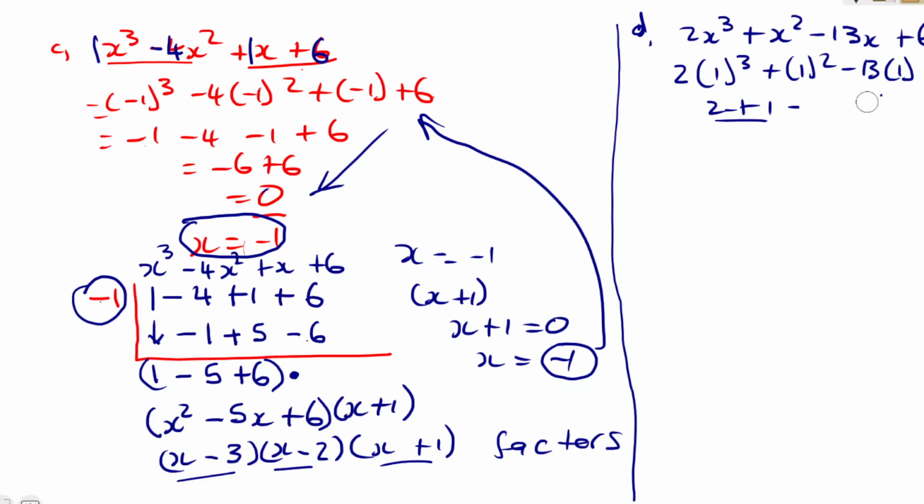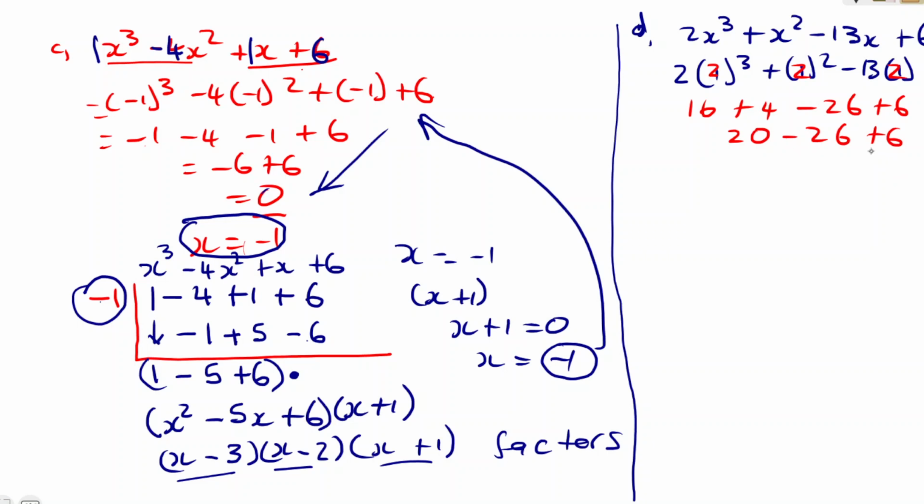Okay, let's substitute now for 2. So if you put a 2, this is going to be 2 to the power 3, that's going to be 8. 8 times 2, this is 16. Then 2 to the power of 2, that's going to be 4. Negative 13 times 2, that's negative 26 plus 6. So 16 plus 4, this is 20 minus 26 plus 6.